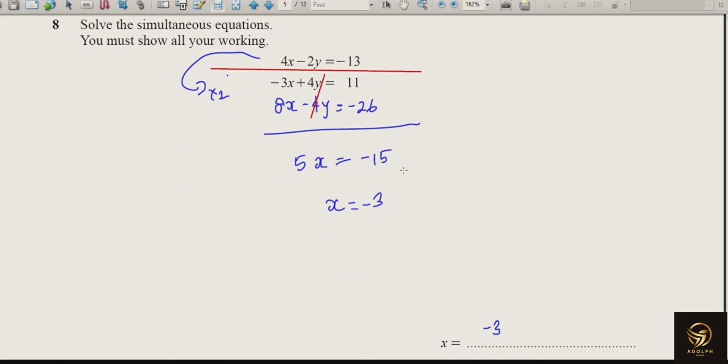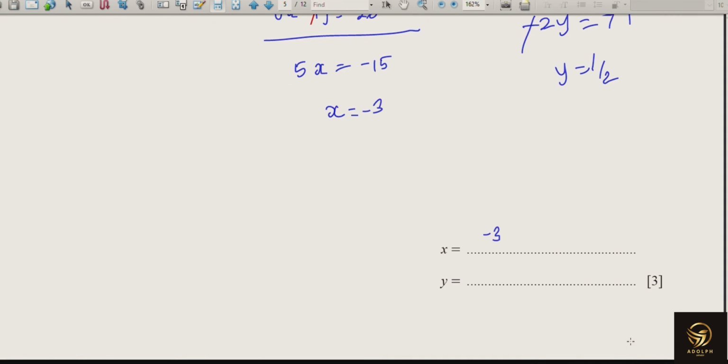If x is negative 3, I can substitute in this equation. It is 4 3s are negative 12, negative 2y equals negative 13. So negative 2y, negative 12 will go, that's it, positive 12. So it is going to be negative 1. So minus minus can get cancelled. y equals 1/2 or 0.5.